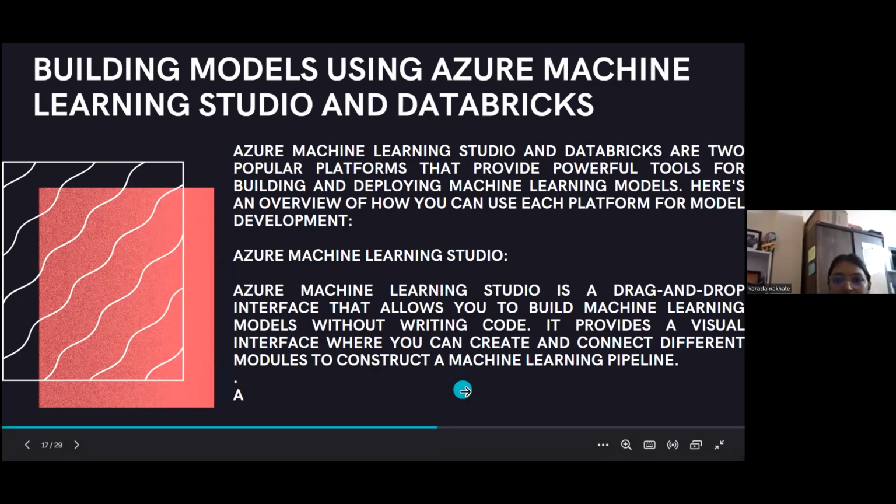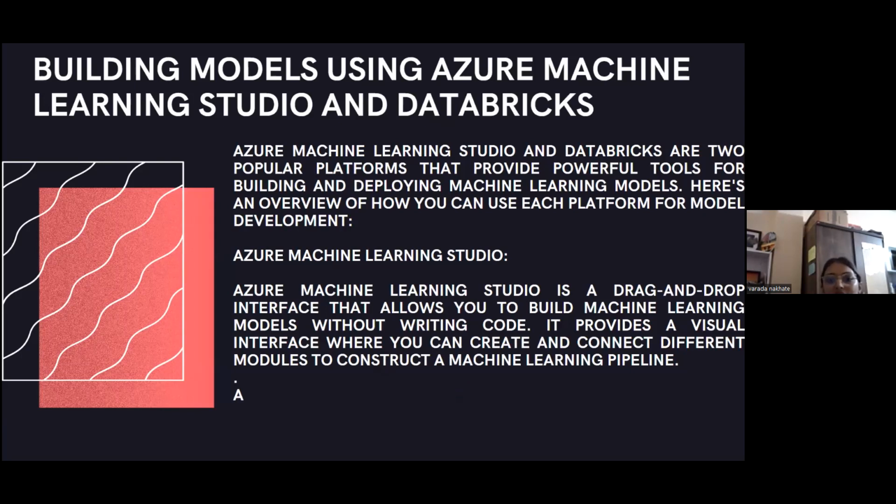Now we'll move on to building models using Azure Machine Learning Studio and Databricks. These are two powerful platforms which help us in building and deploying models. We have to study in depth how we can use each model and how we can deploy it. Azure Machine Learning Studio is basically a drag and drop interface which allows you to build machine learning models without writing code. So even if you don't have much knowledge about code, you are able to use this.